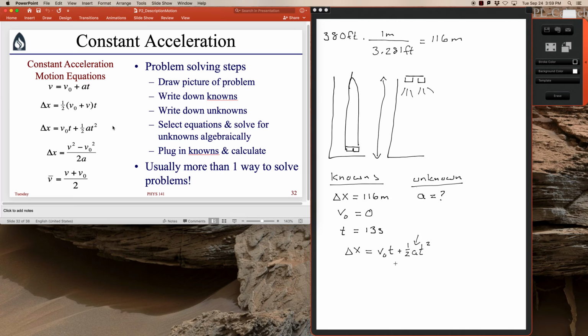So if I solve this equation algebraically for the acceleration, the first step would be to subtract v naught t from both sides. So that would give me delta x minus v naught t equals 1/2 at squared. I want to get the a all by itself, since that's the thing I'm solving for. So at this point I could multiply both sides by 2.